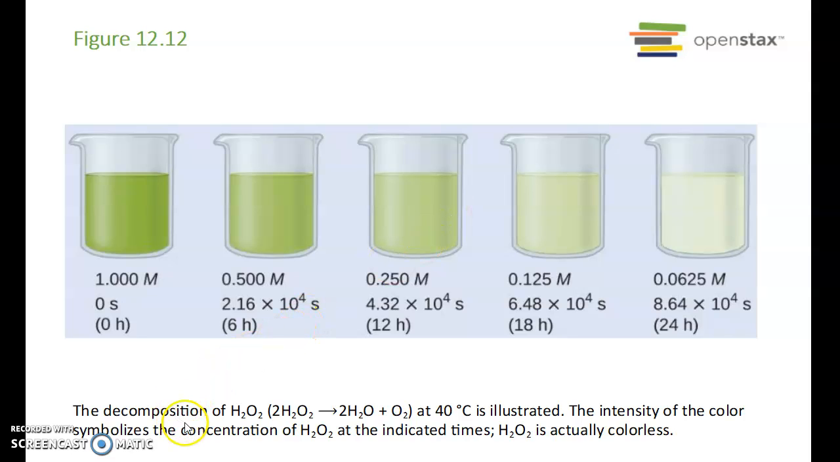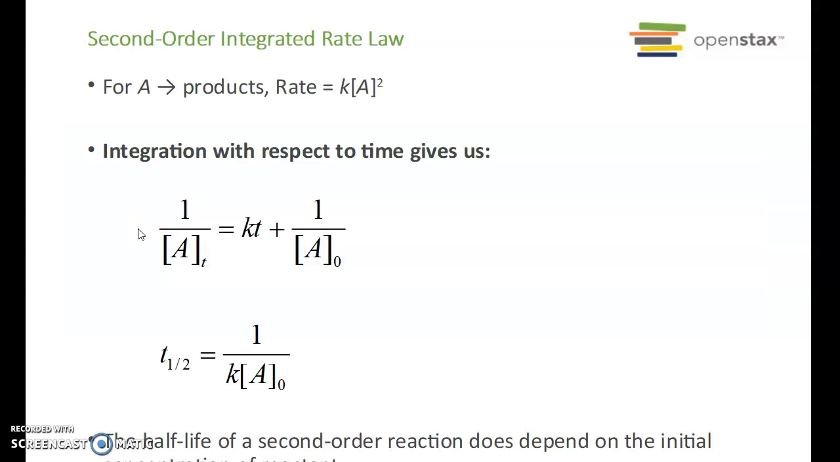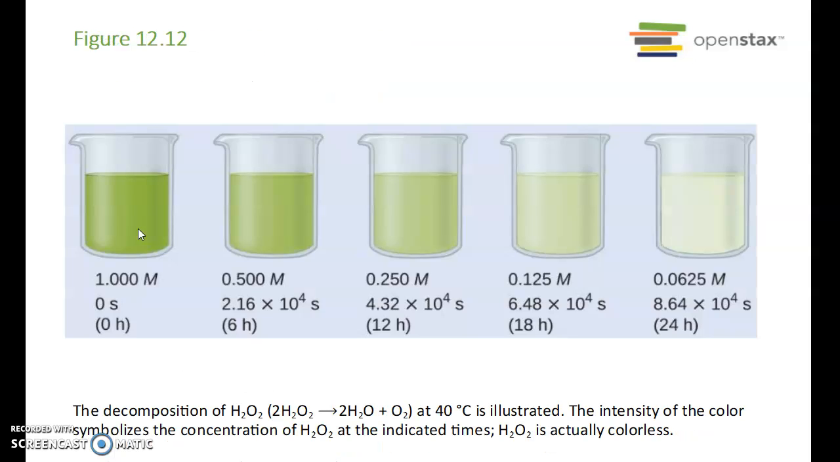The decomposition of hydrogen peroxide into water at 40 degrees is illustrated by the intensity of the color. And intensity of color is another way of measuring the concentration. So when you look at this, after 6 hours, it's half as light. It decreases to half its concentration again at 12 hours, another 6 hours, and then 24 hours.